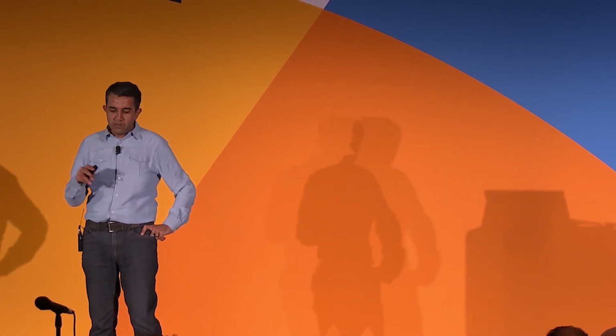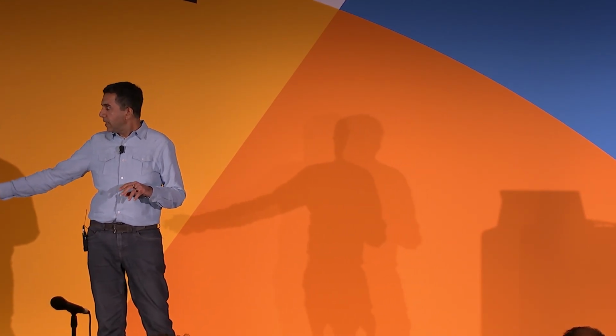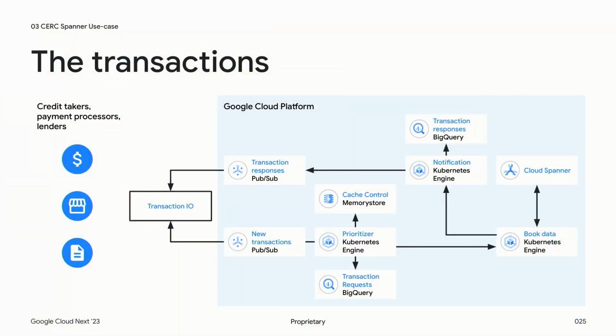Last but not the least, they needed an operational database which had very, very low overhead. So the price performance was very, very important. So let's take a look at their architecture and see what the transactional workflow, which is the write workflow, looks like, and what the read workflow looks like.